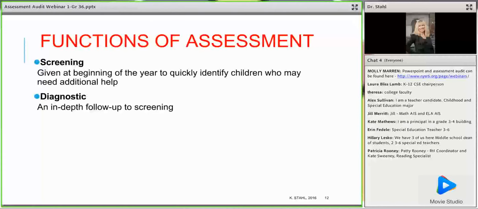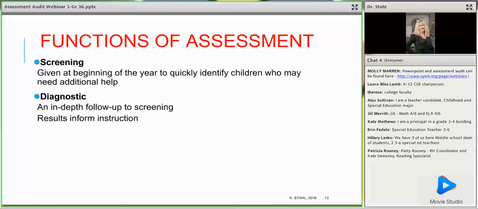We want to look at the diagnostic assessments, which are an in-depth follow-up to screening. Now, most of the diagnostic tests are not given to every child because they're in-depth, so they might be given for those children who are not performing on grade level that we need to learn more about.